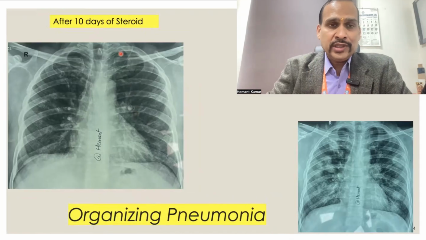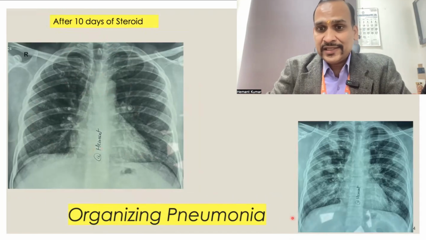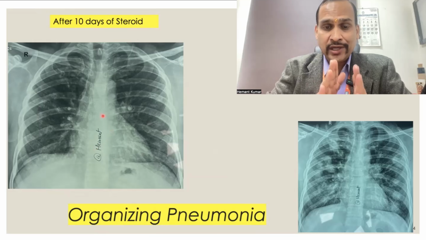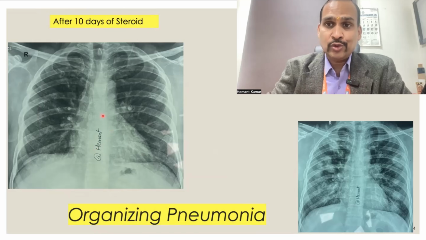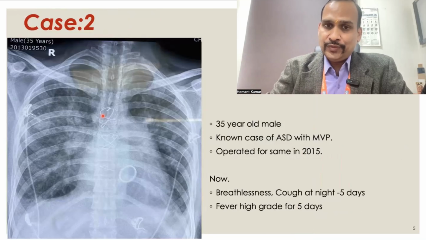So in organizing pneumonia, if you give steroid, like in this patient, once we have given 10 days steroid, patient responded very well. This is the first X-ray and this is the X-ray after giving steroid. So classical organizing pneumonia secondary to rheumatoid arthritis. Now coming to case number 2.